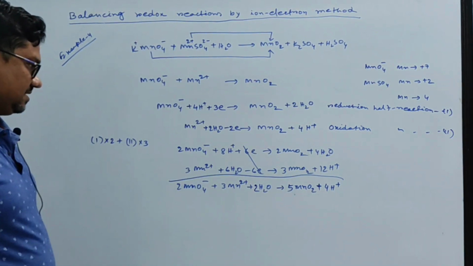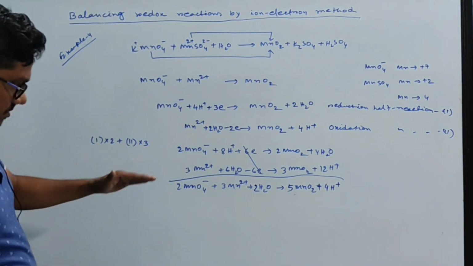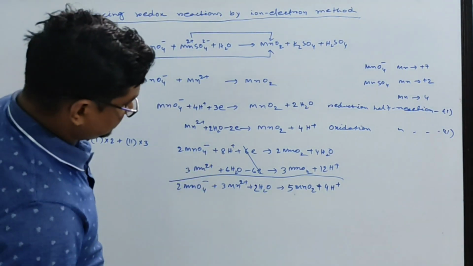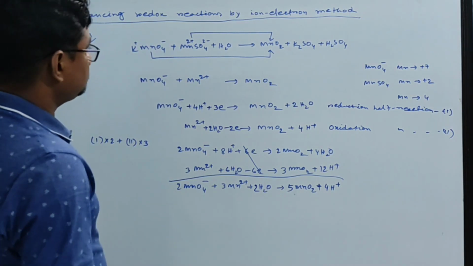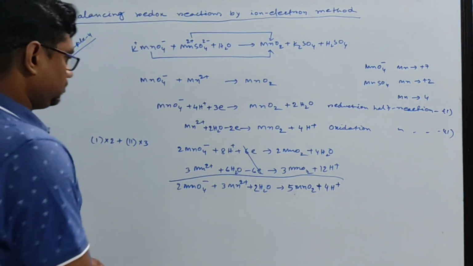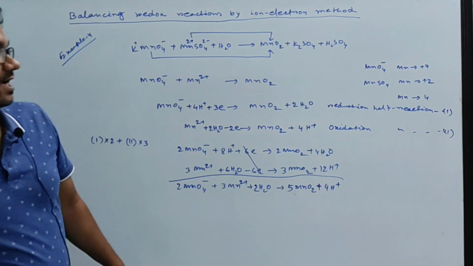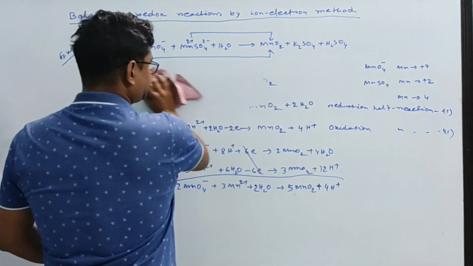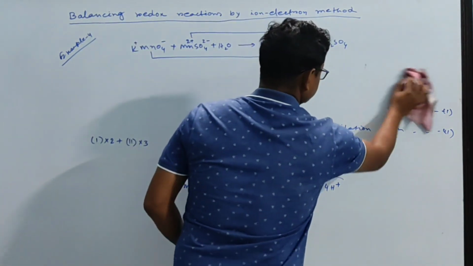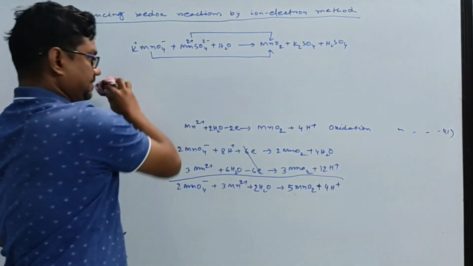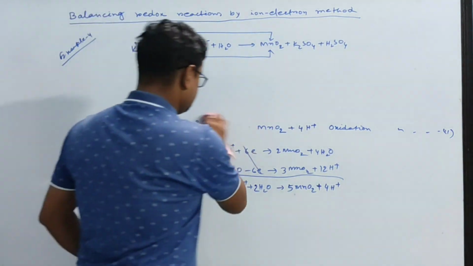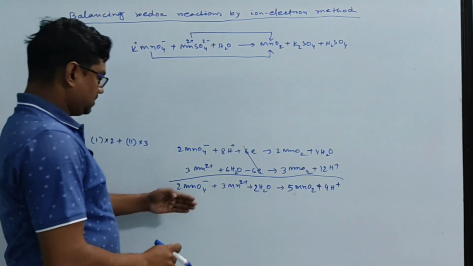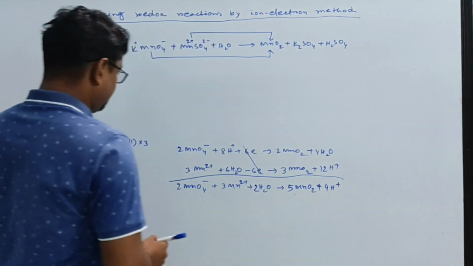Okay, this is the balanced redox reaction in the ionic form, but we have to convert this into the molecular form, as we have already done for the other cases in my earlier videos. So let's wipe out this portion and convert the ionic form into molecular form.